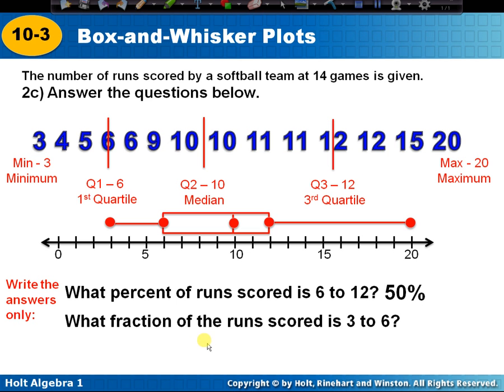And it says what fraction of the runs scored is from 3 to 6? So that's from here to here. And that's going to be 1/4, because again, we talked about how even though these lines are not the same length, they all contain the same number of data. So it's 1/4, 1/4, 1/4, and 1/4. So from here to here is 1/4 of the data. Make sure you have both of those questions and answers written before you move on. If you need to pause the video, that's fine.